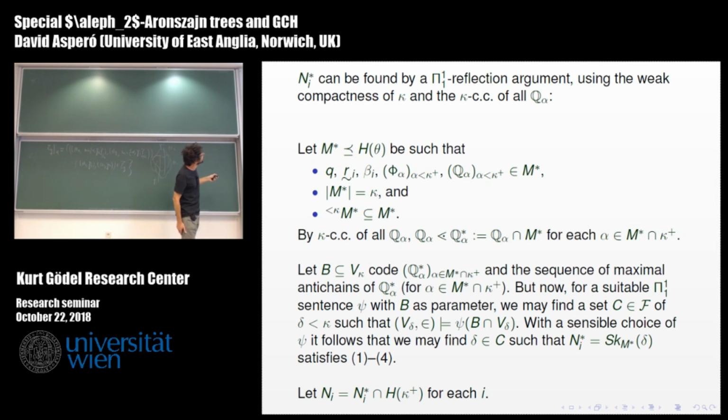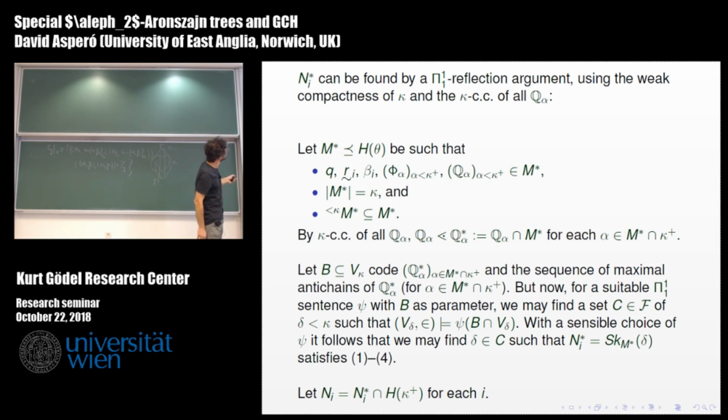You say the chain condition is Π¹₁, that all the maximal anti-chains, and this is how you're using reflection? For this I don't need reflection, I just need the kappa chain condition. Now, to get smaller complete suborders, I need to use the weak compactness.